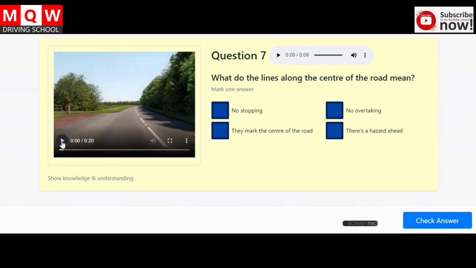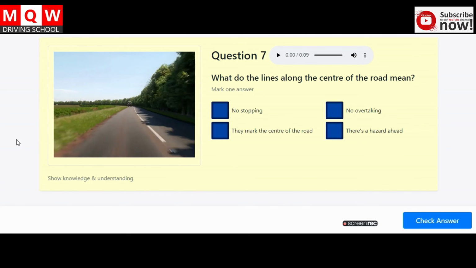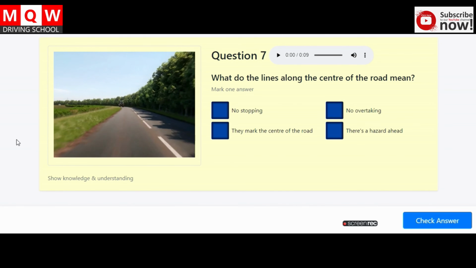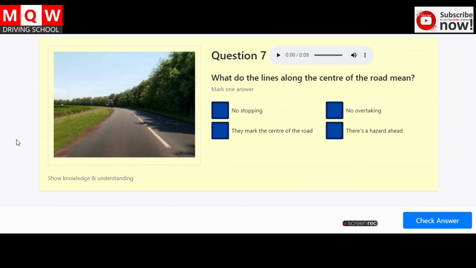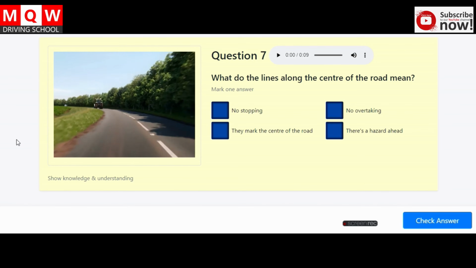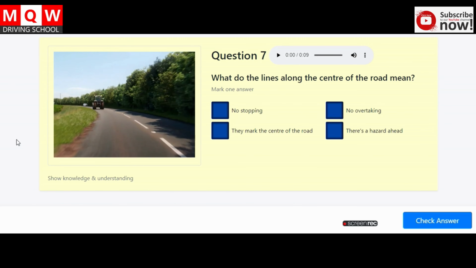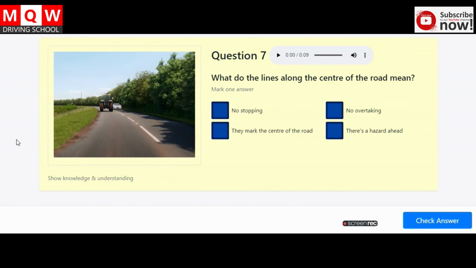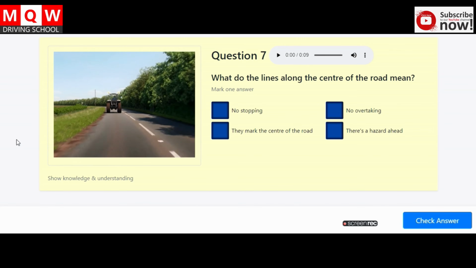So first watch the clip. This is more like a single carriageway. You've got a tractor in front of you. You're approaching some bends. People are coming from the other side as well. And you've got center white lines on your right shoulder.